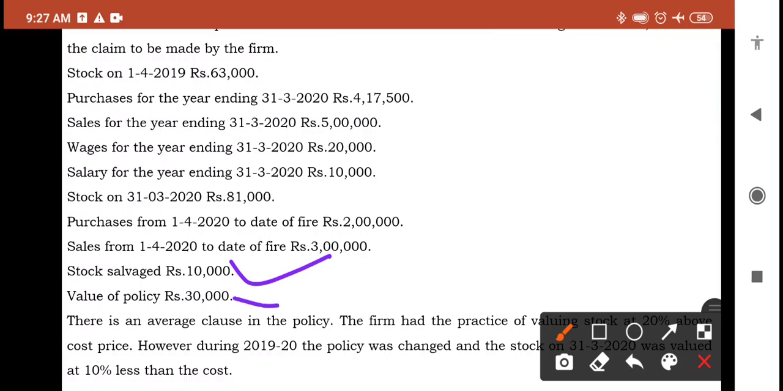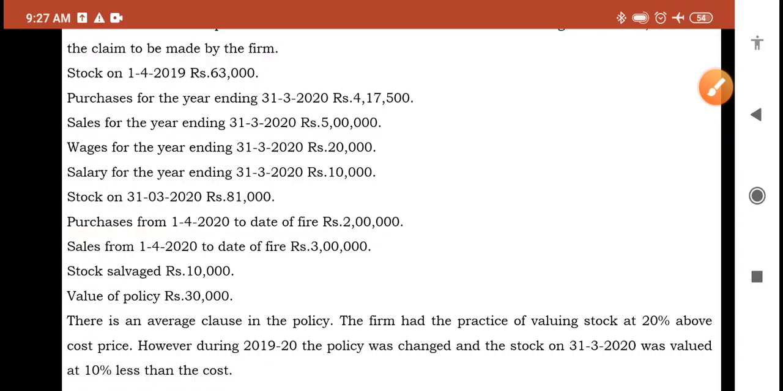And next one is value of policy, which means policy amount. So the policy amount is given in the question. And next one is, there is an average clause in the policy. They have mentioned that the average clause is applicable for this question, which means you have to apply the average clause formula to find out the claim amount. Got it? Yes.